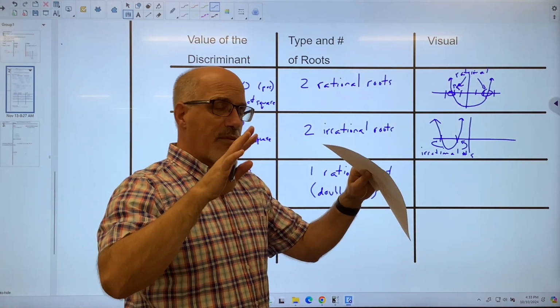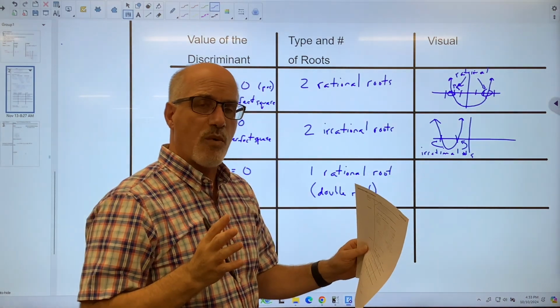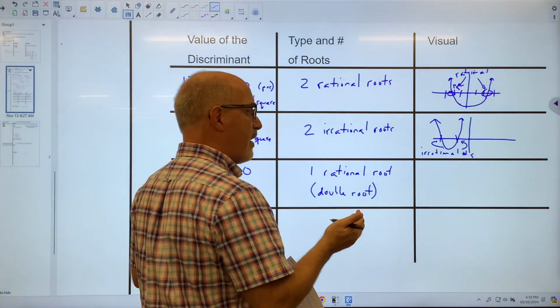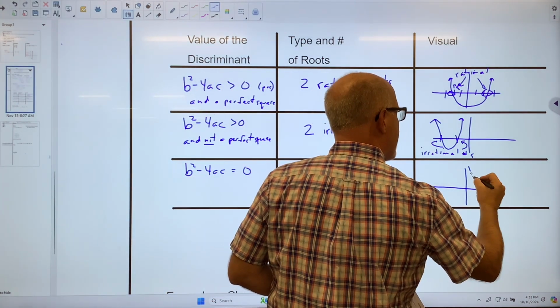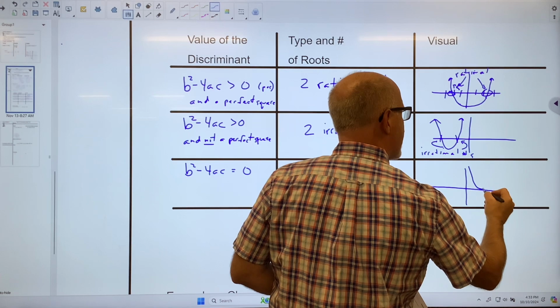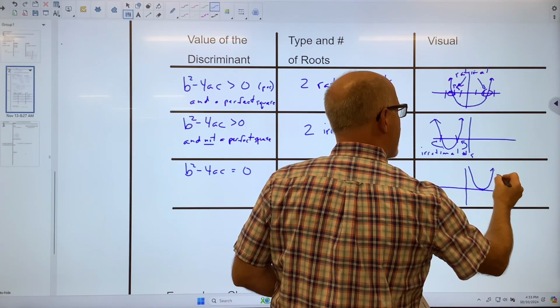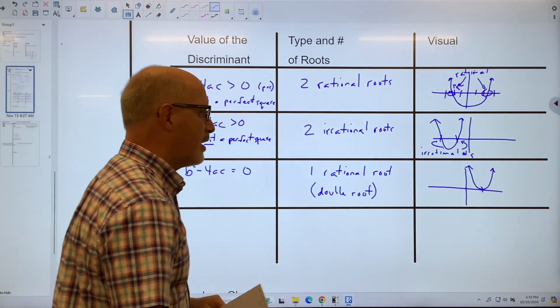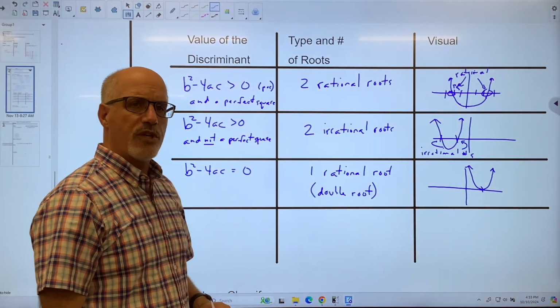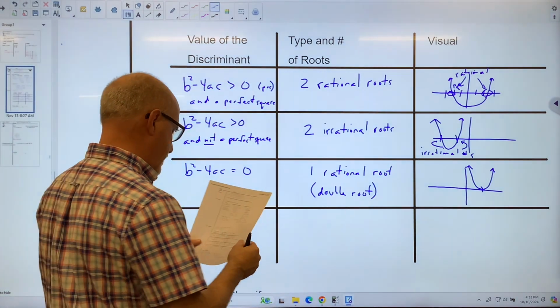Like you might be able to factor into x plus 3, the quantity squared, instead of factoring into two different numbers. On the graph, this is where the graph comes down, hits the axis at a value, and then keeps going. So this would be where you would get just one rational root, where it just hits the axis once.